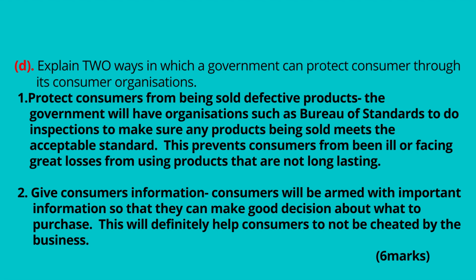In part D of question 3, explain 2 ways in which a government can protect consumers through its consumer organizations. 1, protect consumers from being sold defective products. The government will have organizations such as the Bureau of Standards to do inspections to make sure any products being sold meet the acceptable standard. This prevents consumers from being ill or facing great losses from using products that are not long lasting.